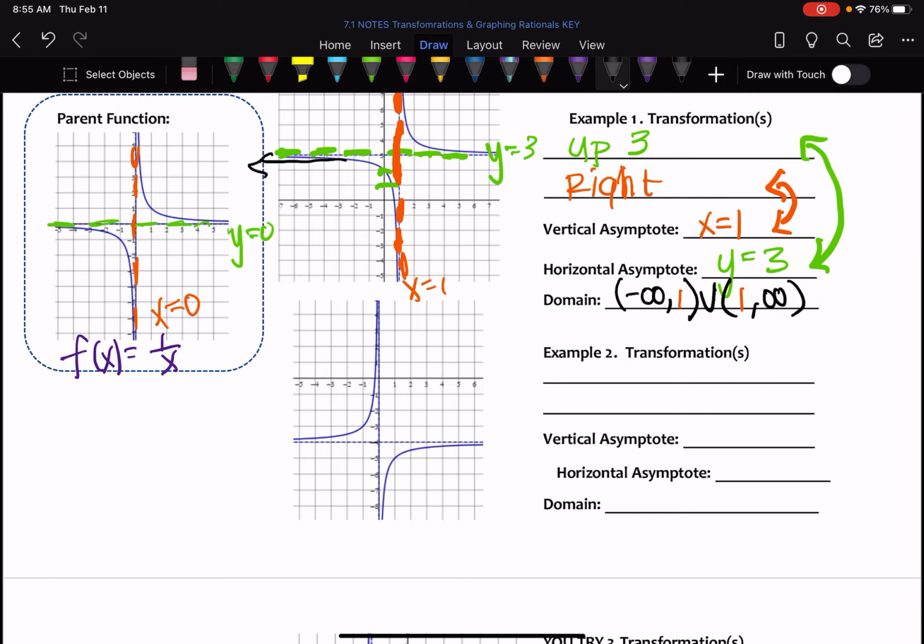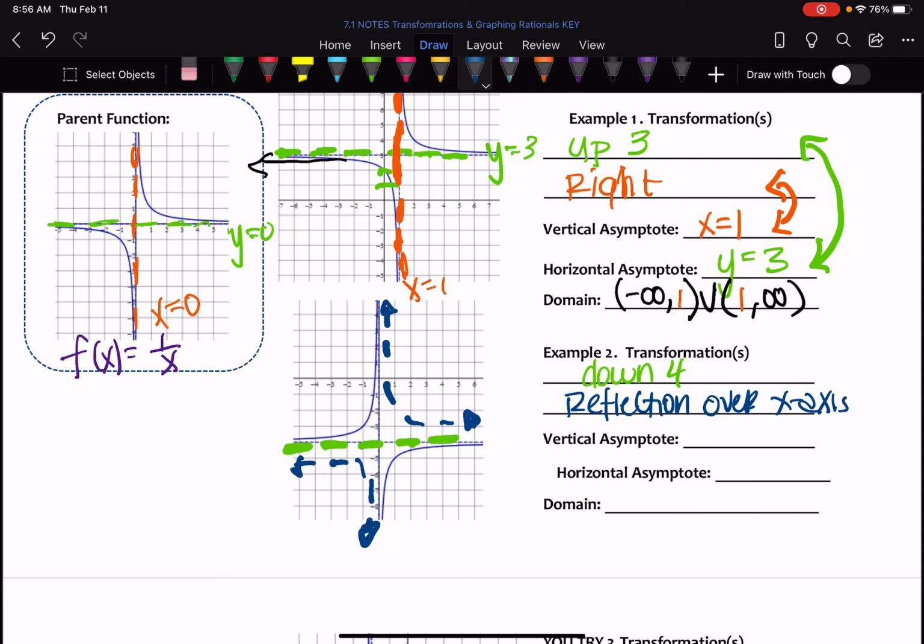So example 2, the first thing I notice is my horizontal asymptote has moved down, and we've gone down 4. The second thing I've noticed is my parent function was originally in these two quadrants, and it has reflected. So this is a reflection over the x-axis. It has moved to the other quadrants.